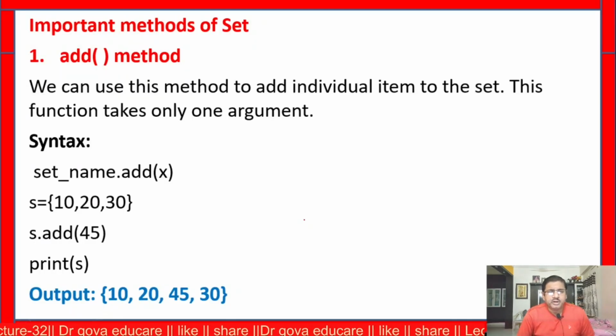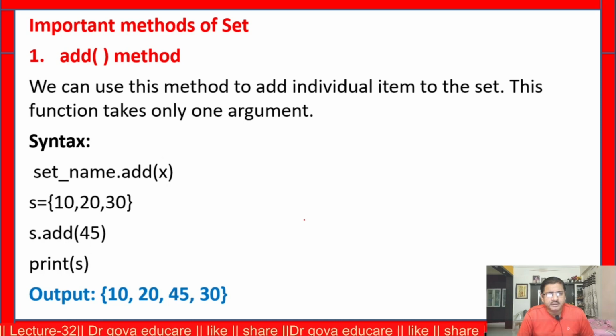Now some important methods of a set. The first method is the add method. We can use this method to add individual items to the set. This method takes only one argument. The syntax of this method is set name, that is object name, dot add of x. When I execute this, x is added to the set.